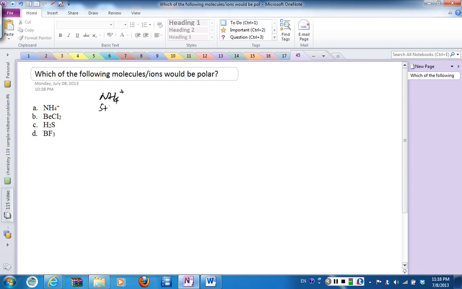Nitrogen is in group 5, hydrogen is in group 1, 4 hydrogens, so that's the total valence electrons, minus 1 for the positive charge because that's losing 1 electron, so 8 electrons, and that means 4 pairs in the Lewis structure. So nitrogen in the center, hydrogens surrounding, 1, 2, 3, 4. 4 pairs used. Hydrogen only needs 2 electrons for its octet, and nitrogen got its octet.